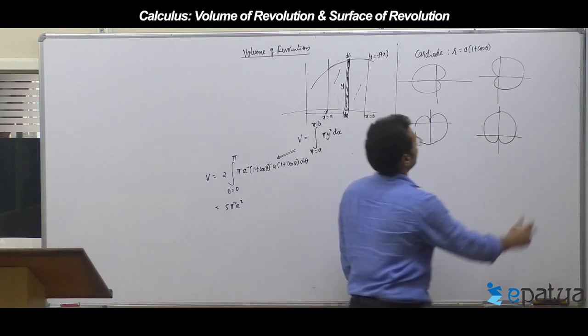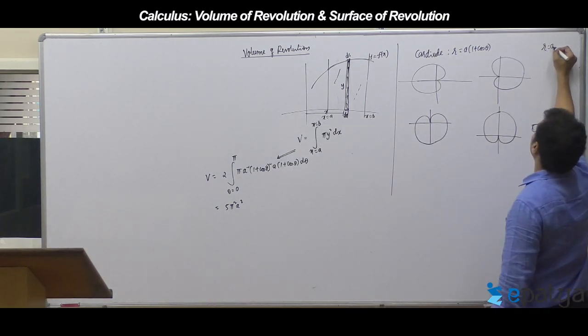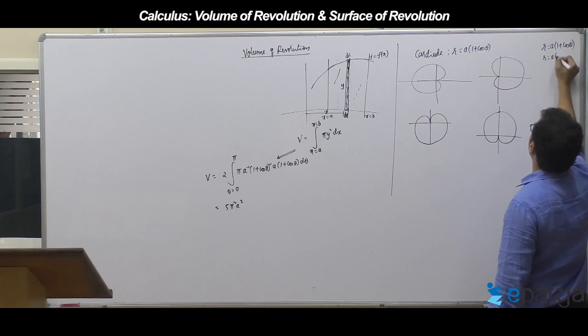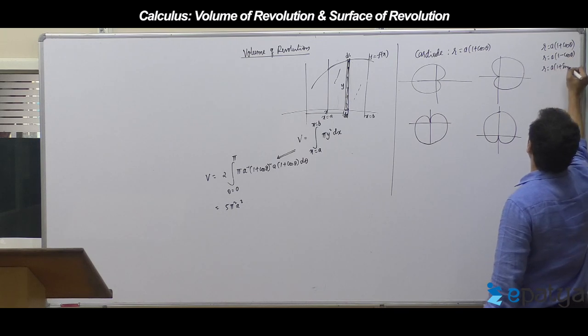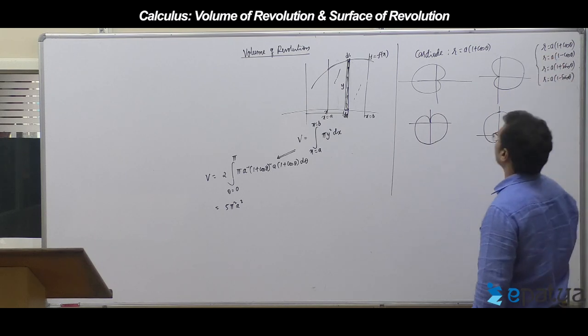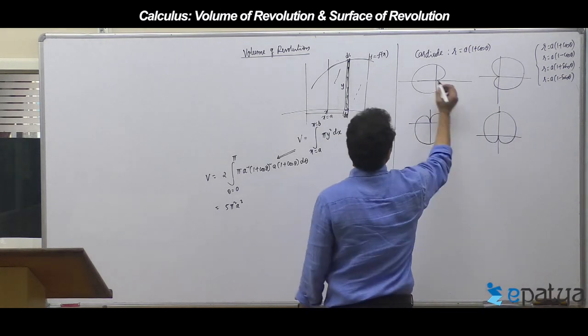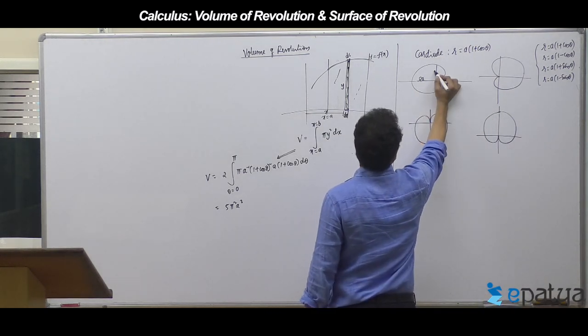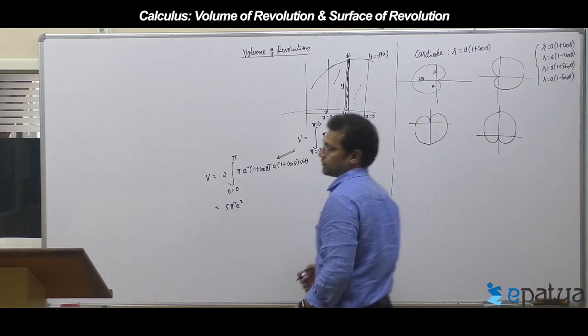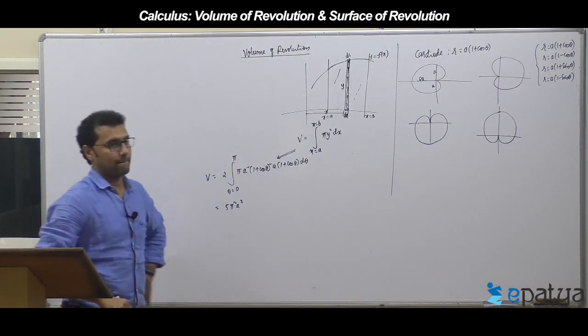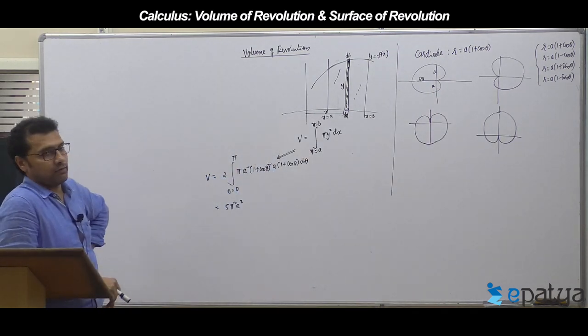Okay, four cardioids: r equal to a into (1 plus cos theta), r equal to a into (1 minus cos theta), r equal to a into (1 plus sin theta), r equal to a into (1 minus sin theta). Four cardioids. Here the dimensions, this is 2a, a for all of them. Again, match the following.